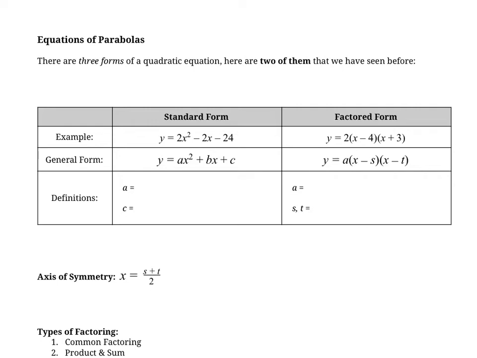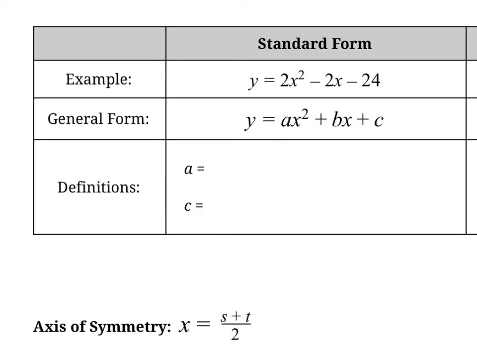There are three forms of a quadratic equation, but in this video we're going to take some time to review two of them that we've seen before. One is standard form and the second is factored form. An example of an equation in standard form could be shown as y equals 2x squared minus 2x minus 24. So basically the general format for something in standard form is y equals ax squared plus bx plus c.